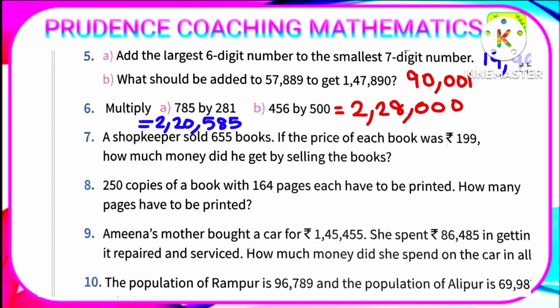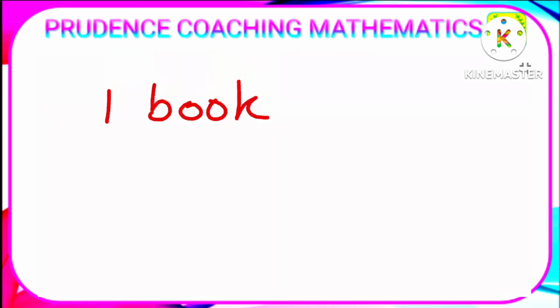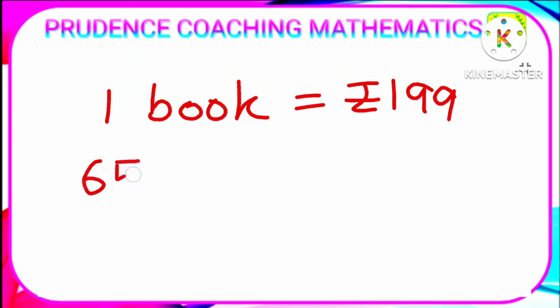Next question. A shopkeeper sold 655 books. If the price of each book, that is one book, was 199, how much money did he get by selling all the books? So in this question it is given one book equal to rupees 199, and you are asked to find out the value of 655 books.